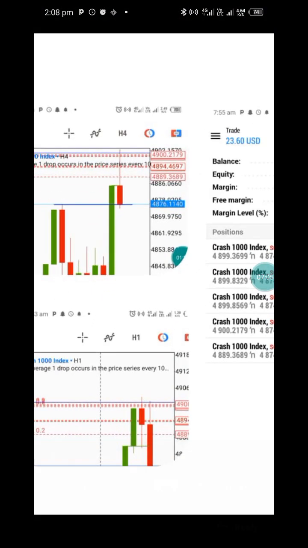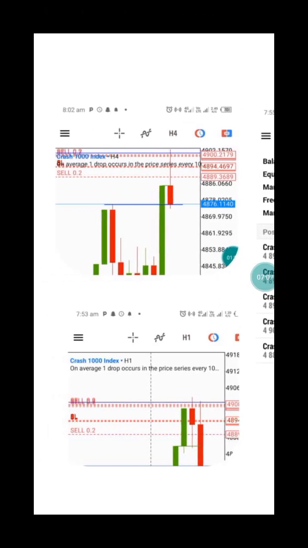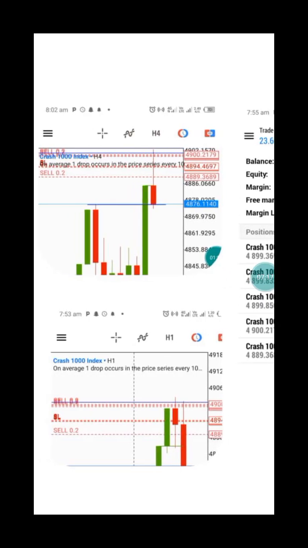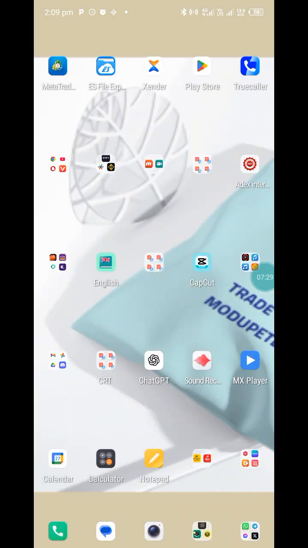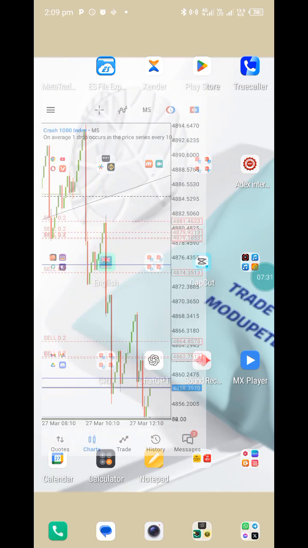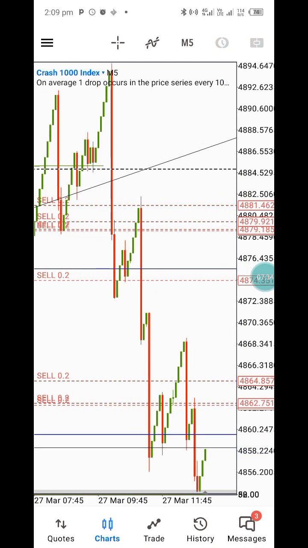This was what I showed them. Look at the 4 hours time frame. You can see it clearly now. This was the 4 hour CRT. That was 8:02. Take note of the time. It's very, very important, right? So that was 8:02. I have the CRT, and I gave them the 1 hour structure of it. So with that being established, I know that I'm bearish.